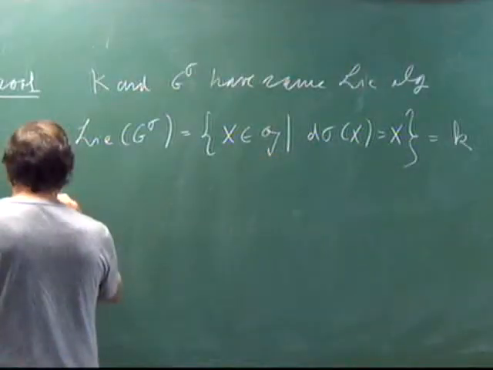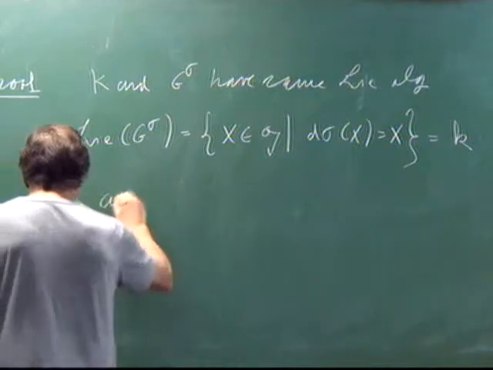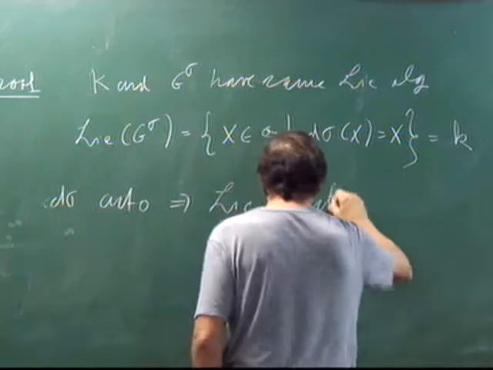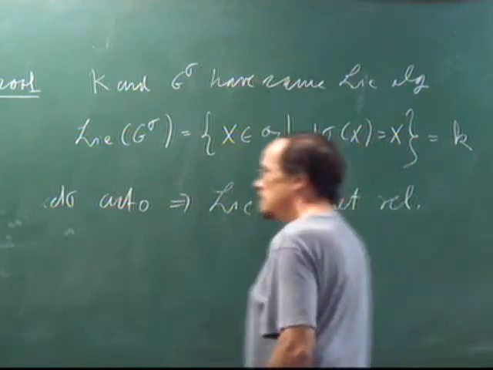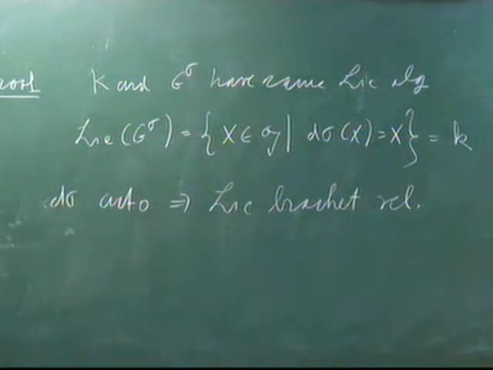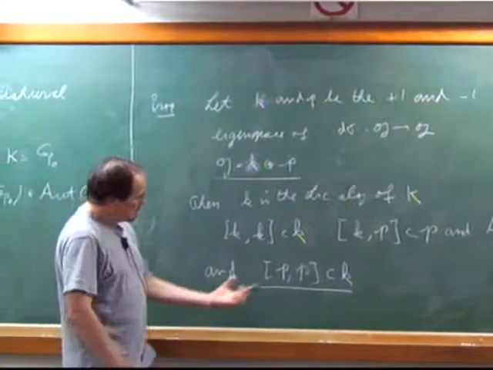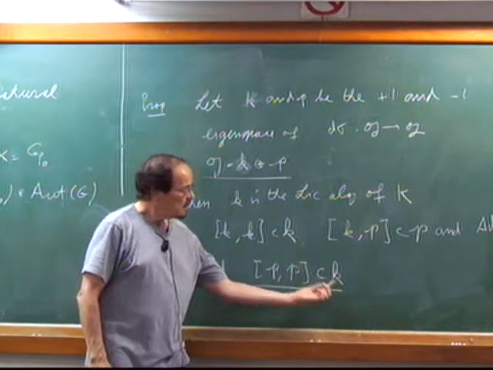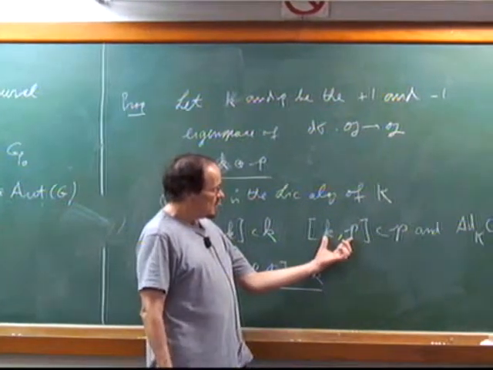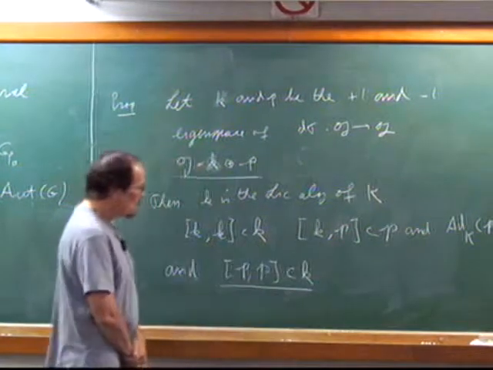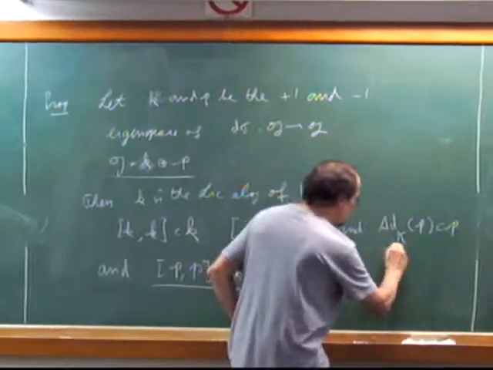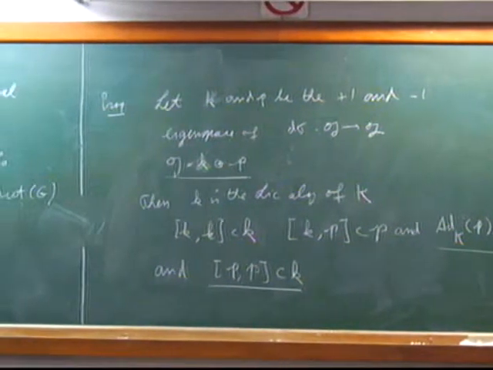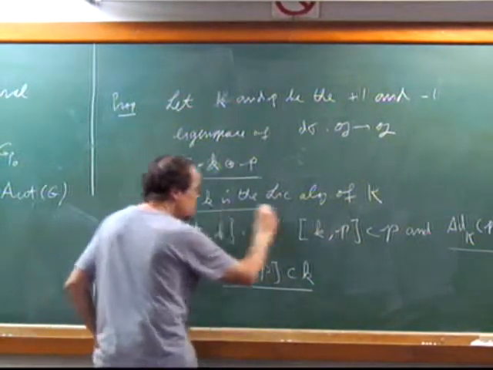Right? So d sigma an automorphism implies the Lie bracket relationships. The plus 1 eigenspace bracket plus 1 eigenspace goes to plus 1 eigenspace because it's an automorphism. Minus 1 bracket with minus 1 goes to plus 1 eigenspace, so it lies in k. Minus 1 bracket plus 1 eigenspace becomes a minus 1 eigenspace, so it lies in p. This property is a little bit stronger, so you have to think about why this is true, but these are all clear. This by itself here means a reductive decomposition.